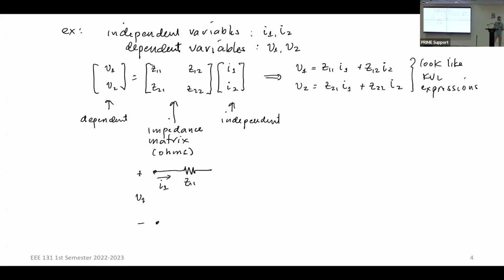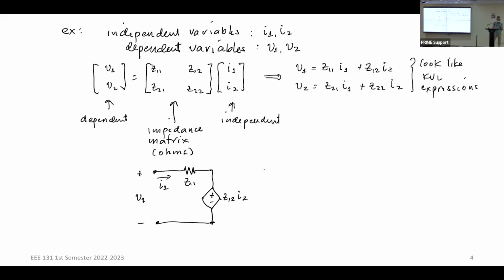Then you have a voltage term that is external to this particular circuit, because this voltage term depends on I2, and therefore that must be a controlled source. It must be a current controlled voltage source. So what I'm going to have here now is a voltage source where this is now Z12 I2. So that makes up my input side.